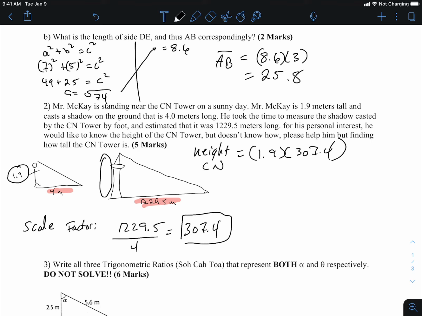Height CN. What do we get? 584.0125. Therefore, okay. Any major concerns with that question?